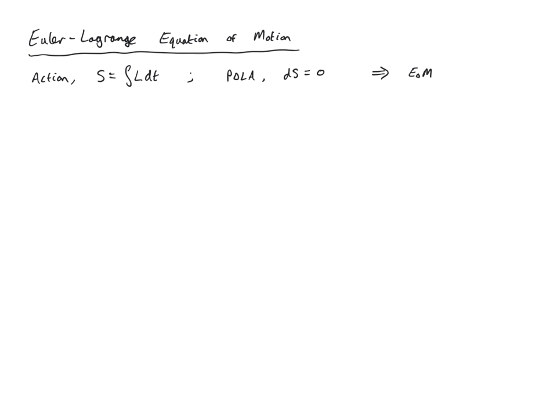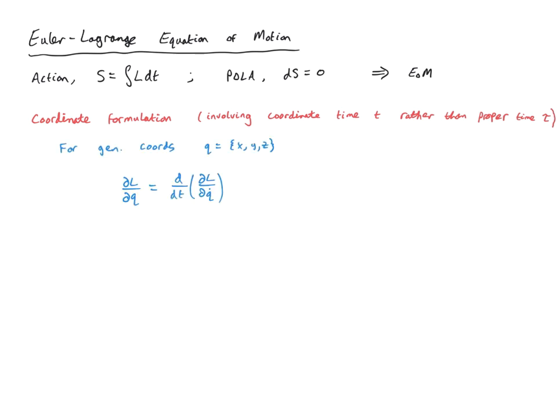If we use the usual machinery of variational calculus, we'll be able to derive the equations of motion. And these are, of course, the Euler-Lagrange equations of motion. In fact, nothing in the derivation changes when we consider a relativistic Lagrangian. So the coordinate formulation, which involves the coordinate time t rather than the proper time tau, results in the standard equation of motion. So for generalized coordinates q being the Cartesian coordinates x, y, and z, we have the familiar expression: partial L by partial q is equal to d by dt of partial L by partial q dot.